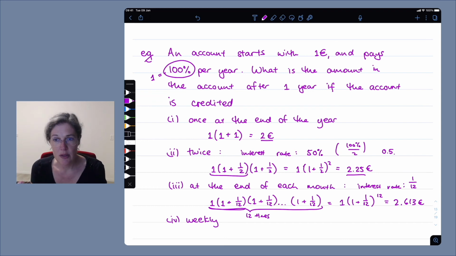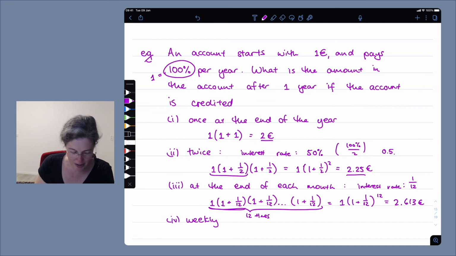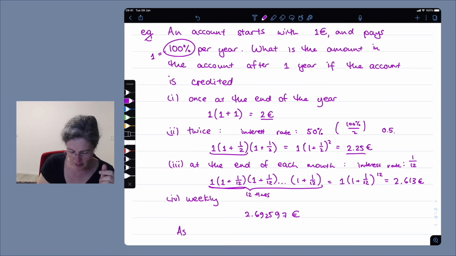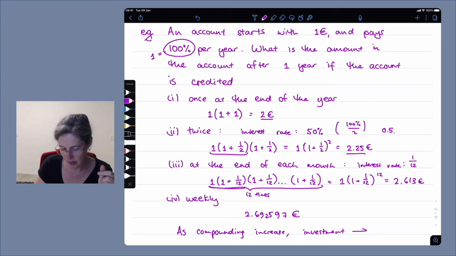So by compounding more times, you get more interest. And if you were to do this weekly, I'm not going to write that out, you'd end up with 2.692597 euros. And the thing that you'd notice as you were doing this, if you went from weekly to daily to hourly to every minute to every second, is that it really looks like the amount that you'd be getting is approaching a particular number. And that particular number that it approaches is the number e. So as our compounding increases, our investment heads towards this mysterious number e, which is around 2.7.